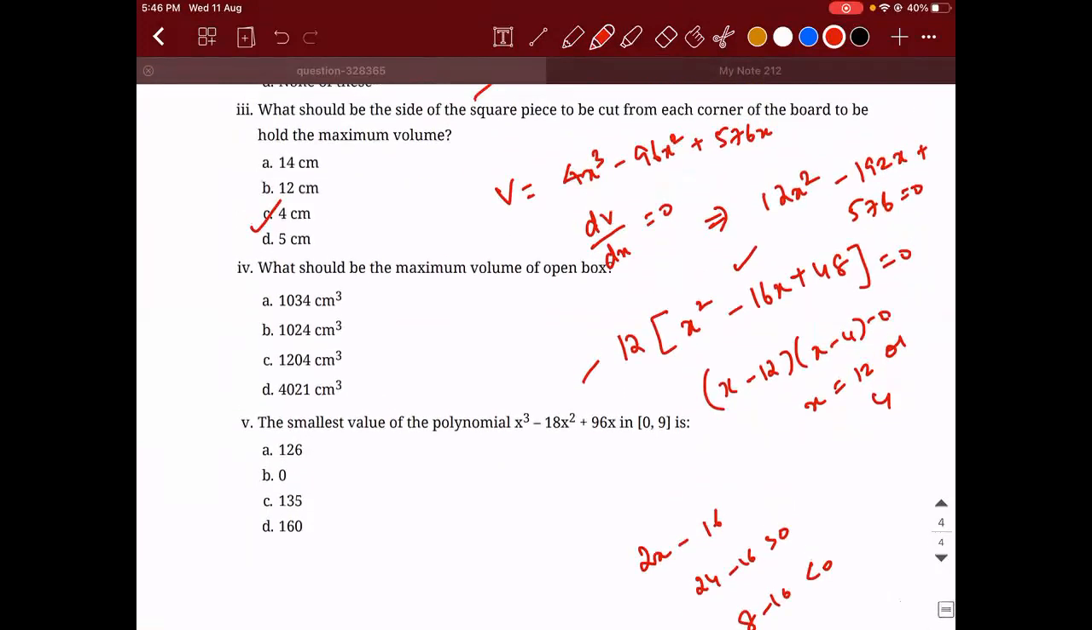Now, what is the maximum volume of the box? Take this 4 and substitute it here. You will get the volume of the box. So volume of the box is equal to 4 into 4 cube, which is 64, minus 96 into 16 plus 576 into 4. This multiplication and all, you people do it, please. If I'm not wrong, I think the answer is going to be 4021.